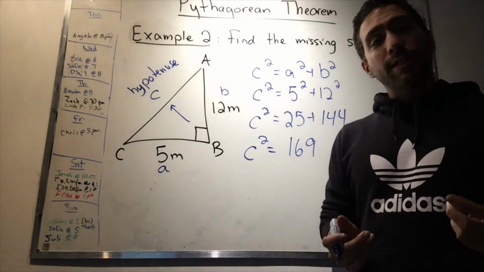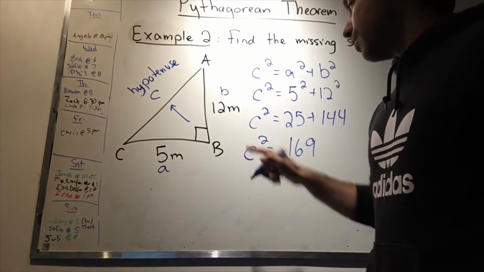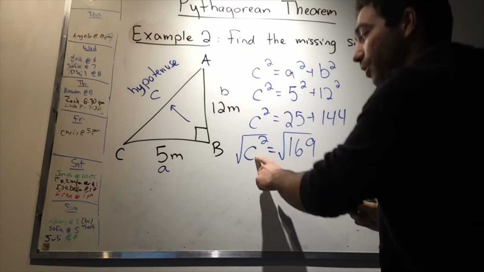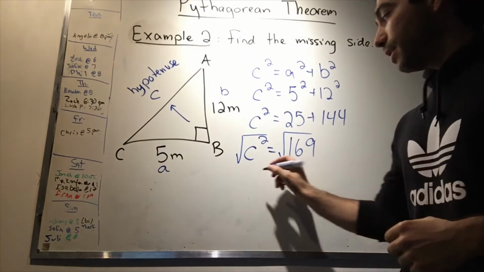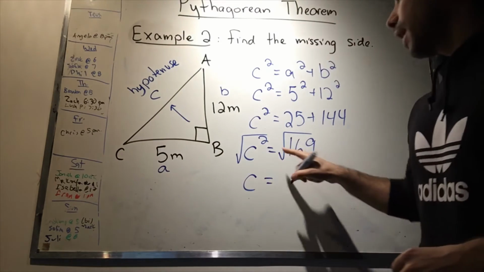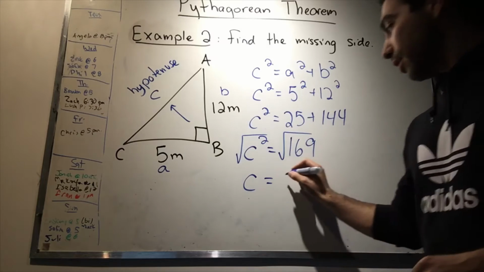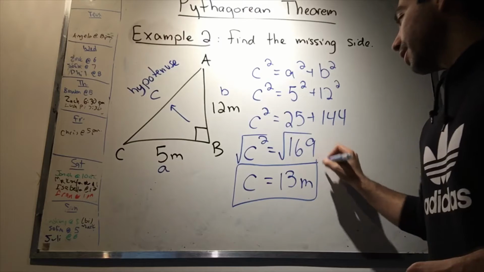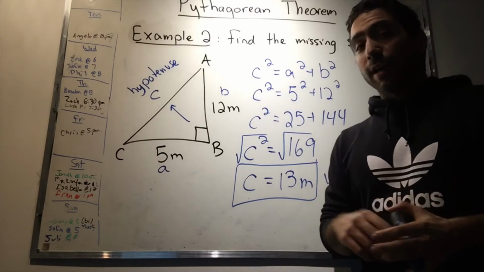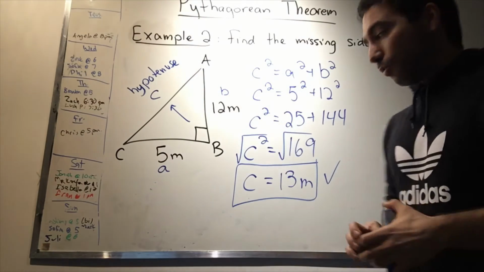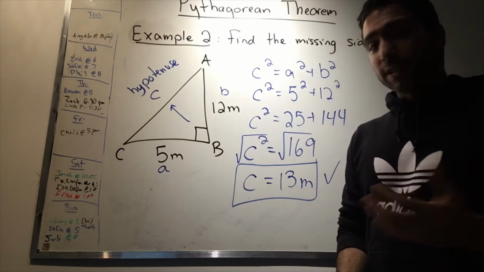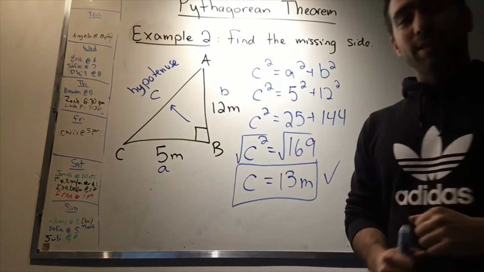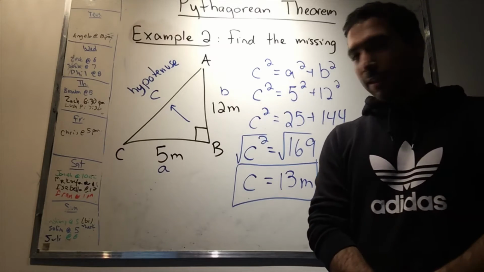Don't forget, the last step of Pythagorean theorem is to take the square root on both sides, because you're trying to look for c. You're not looking for c squared, so to find c, you have to take the square root. And the square root of 169, you get 13 meters. This is your answer. Again, does that answer make sense? Well, we found the hypotenuse, the longest side. Go back. Is 13 bigger than 12 and 5? Yes, it is. This is a good answer.